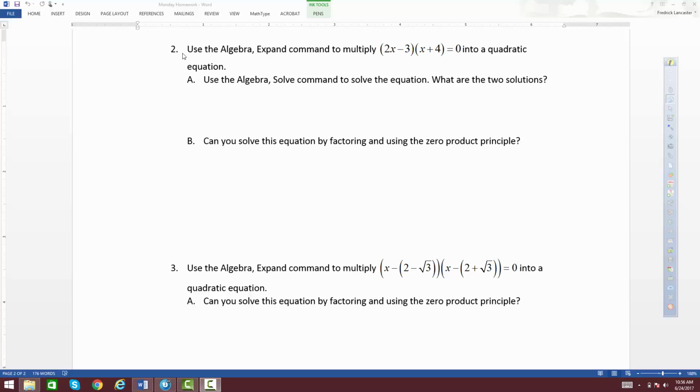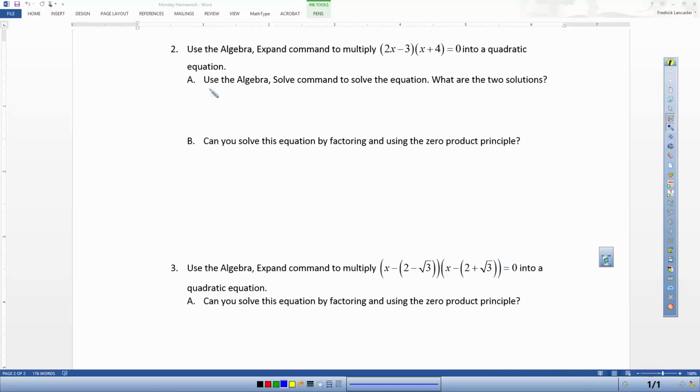This video will show you how to do problem 2 in the Monday homework. So reading the directions, it says use the algebra expand command to multiply (2x - 3)(x + 4) = 0 into a quadratic equation. So let's go ahead and do that.